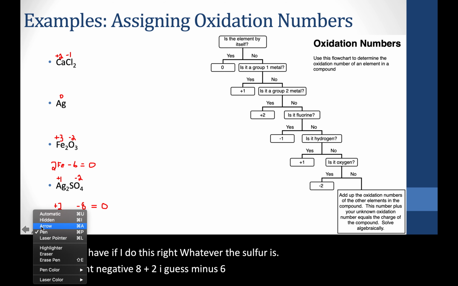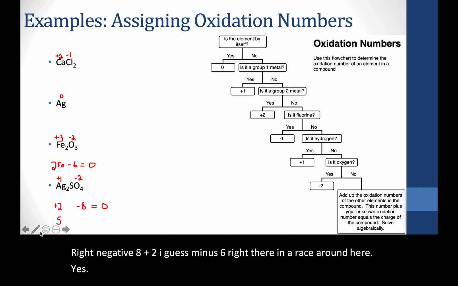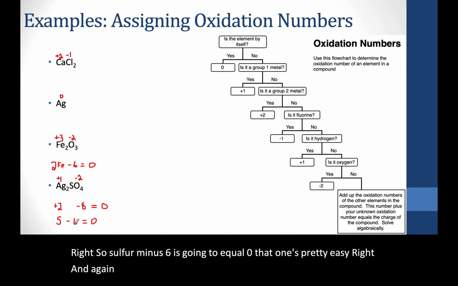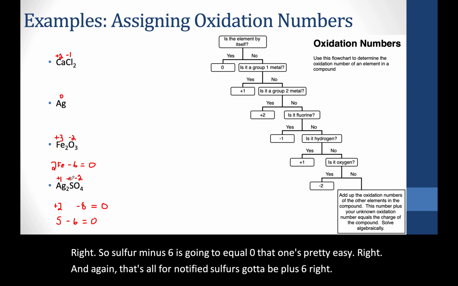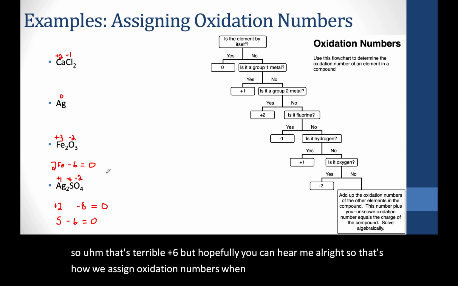Is there an eraser on here? Yes, nice. Right, so sulfur -6 is going to equal 0. That one's pretty easy, right? And again, that's sulfur, not a 5. Sulfur has got to be +6, right? Okay. So that's terrible, +6, but hopefully you can hear me. All right, so that's how we assign oxidation numbers when we aren't just given the charge.